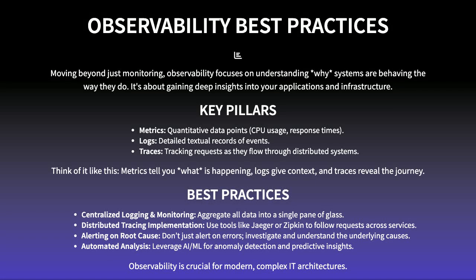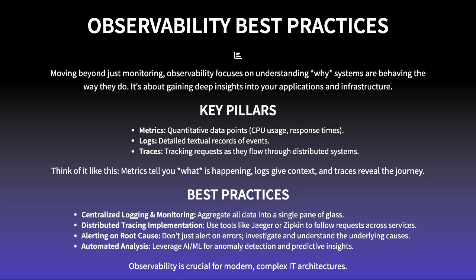Okay, let's talk about observability. It's a big shift from just watching your systems. Instead of simply knowing that something happened, we want to understand why it happened and what caused it. It's built on three key pillars: metrics, which are those numbers like CPU usage or response times; logs, providing detailed records of events; and traces, which map out the journey of a request as it moves through different parts of your system. It's all about getting to the root cause quickly.